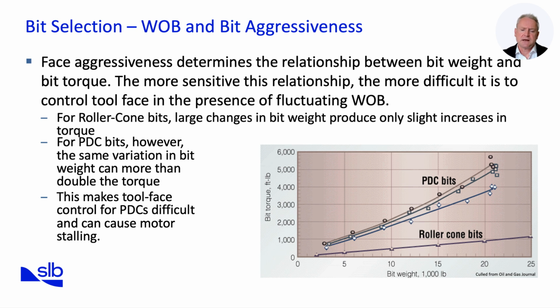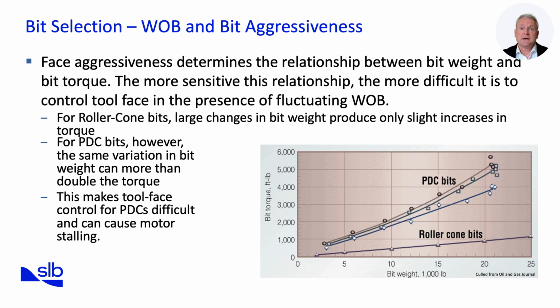The graph shows how weight on bit interacts with bit aggressiveness to influence motor performance. The aggressiveness of a bit face defines how torque responds to applied weight. Roller cone bits are less sensitive. Large changes in weight on bit produce only slight increases in torque. This makes them easier to control in fluctuating weight conditions and less prone to stalling.